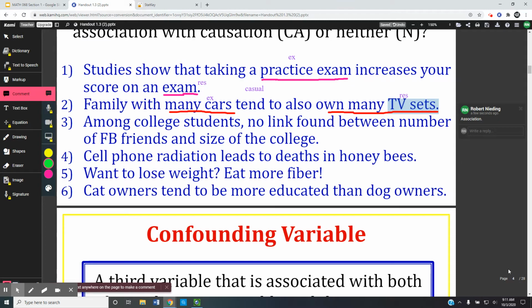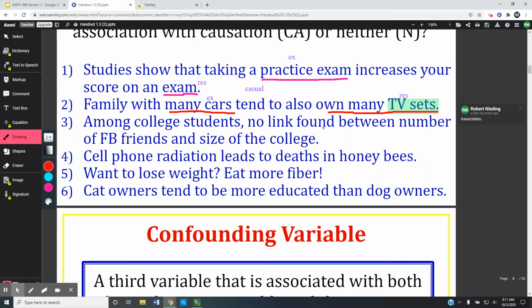Number 3, among college students, no link found between number of Facebook friends and size of college. Okay, so first of all, let's identify the two things here. So we have two things going on. And let me get my drawing tools. So we have no link found between, and it doesn't matter link or not link, we're just talking about things. So we have number of Facebook friends, and let's put that down as happening, and then size of college.